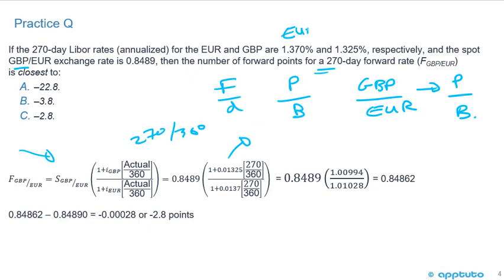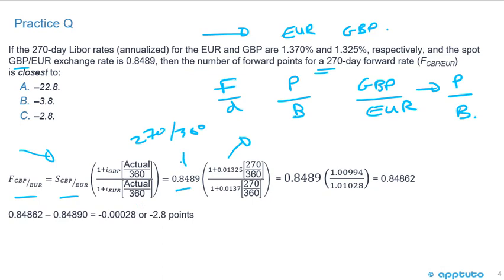sometimes when I'm reading the question, I'm even going to write the euro here, and I'm going to write the Great Britain pound, because they're giving you the currencies first and then the rates. I just want to make sure absolutely that I'm getting the right rate, okay? So again, the formula: forward equals the spot times 1 plus the interest rate, price currency, 270 over 360, divided by 1 plus the interest rate, the base currency, which is the euro, and that's 1.37% times 270 over 360.